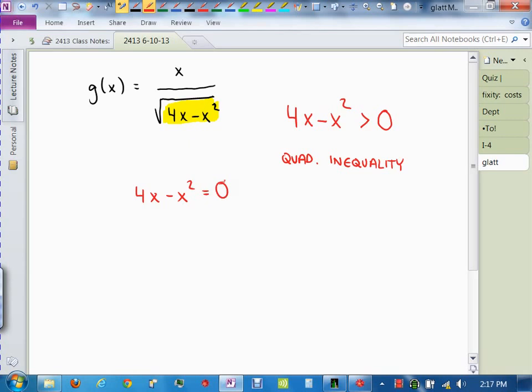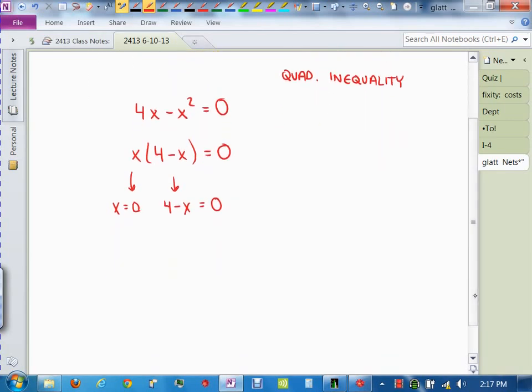Where's that thing 0? Well, what can I do to solve this? Factor out an x, good. I'm left with 4 minus x, right? Set each factor to 0. I'm using something called the zero factor property. You've done it before, but maybe you don't remember what it was called. The zero factor property allows me to set those equal to 0. And now what are my two solutions? 0 and 4. X is 0, X is 4.